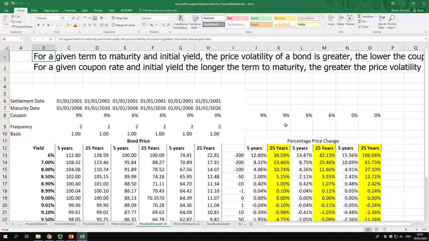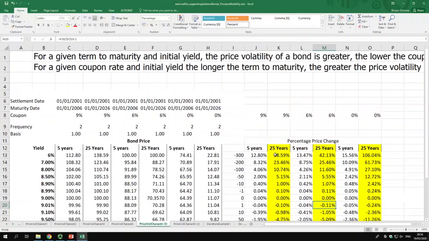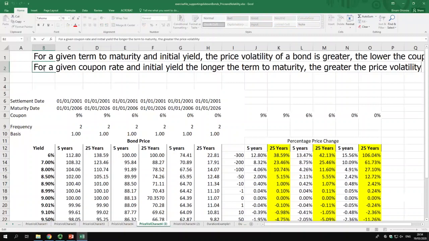And this is correct. When it is 9%, it's 38.59. When it is 6%, it's higher than 38.59, which is 42.13. When it is 0%, you can say it is even larger in terms of price volatility, which is 106.04, and this remains the same for all these. So that way we can see these characteristics for a given coupon rate and initial yield.